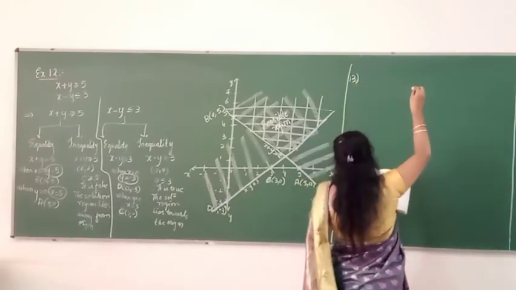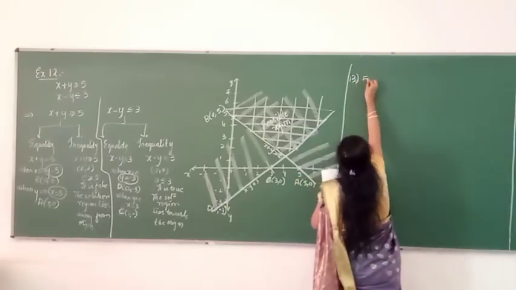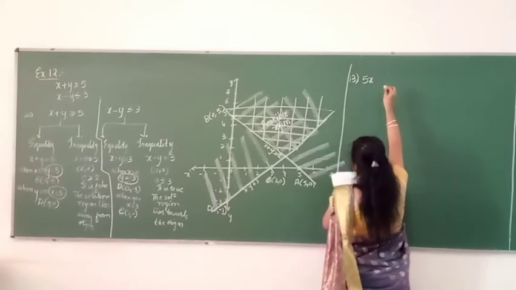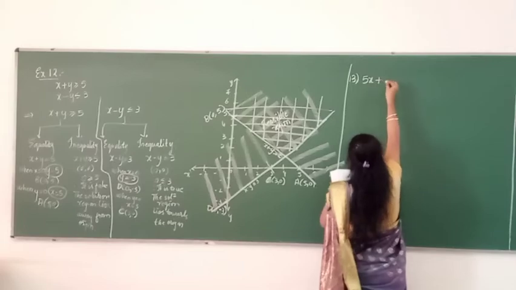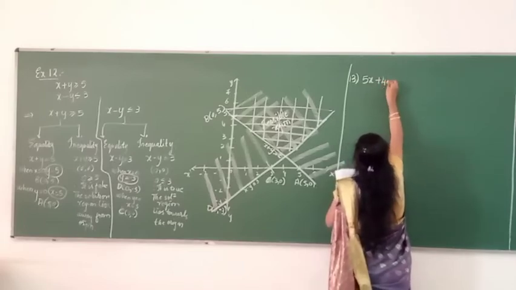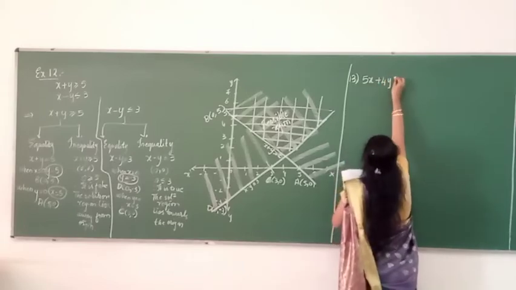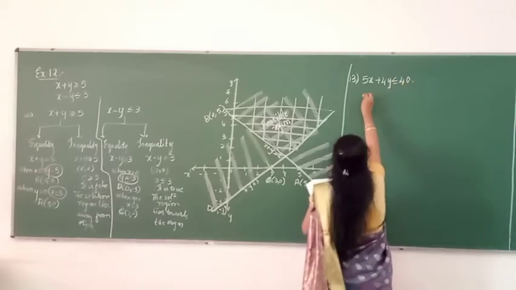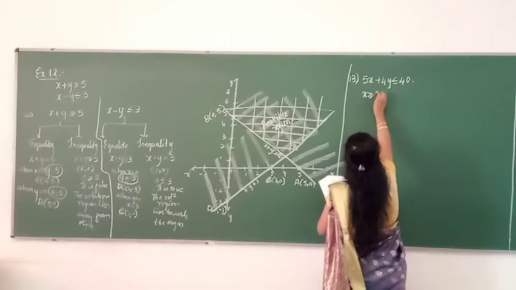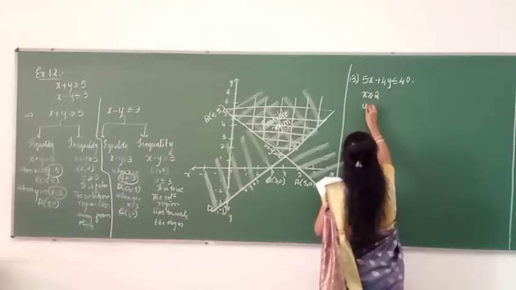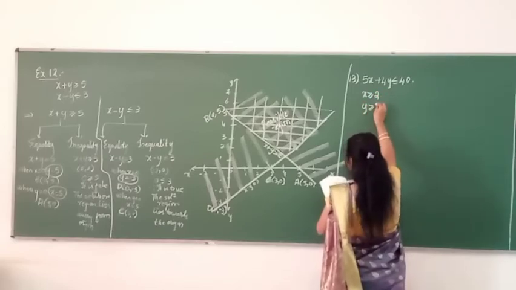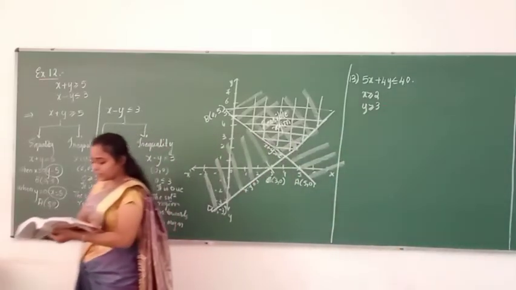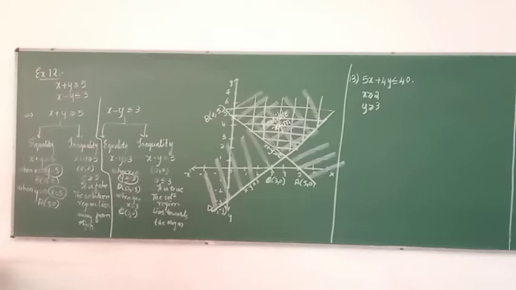So what does the 13th question state here? Solve the following system of inequalities graphically, and the inequalities are 5x plus 4y is less than or equal to 40, and x is greater than or equal to 2, and y is greater than or equal to. So this is the question given in the third one. So three inequalities are given here.